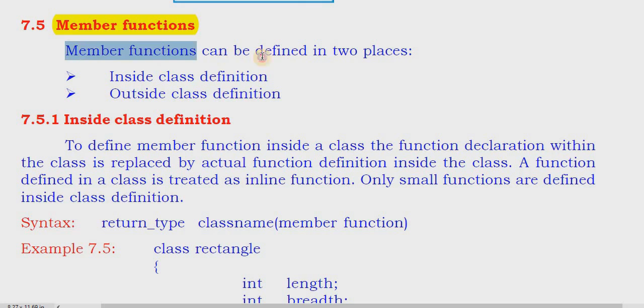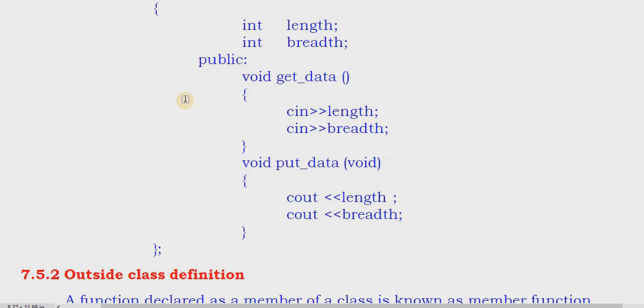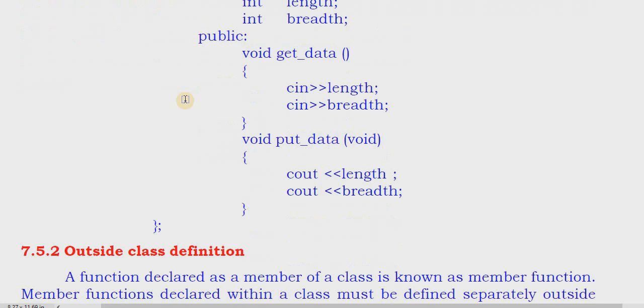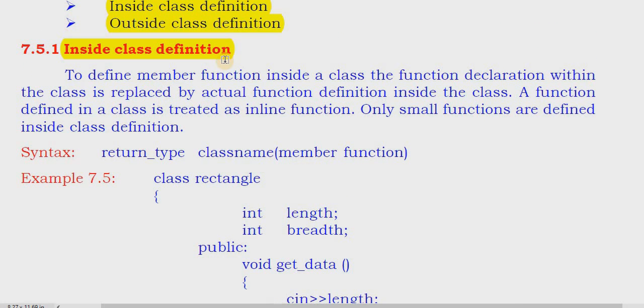There are two types of member functions. One is inside class definition and another is outside class definition. So a member function can be defined inside a class or outside a class. This is also a very important topic. In examination you will get a 5 marks question like explain types of member function in a class. So there are two types of member function: inside class definition and outside class definition. Okay, so first, inside class definition.